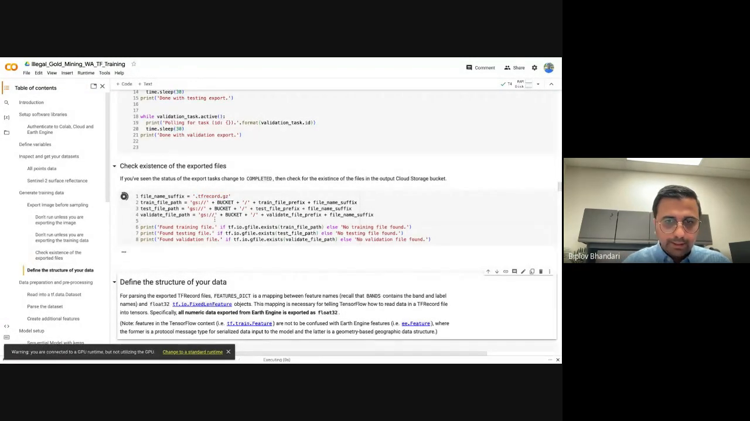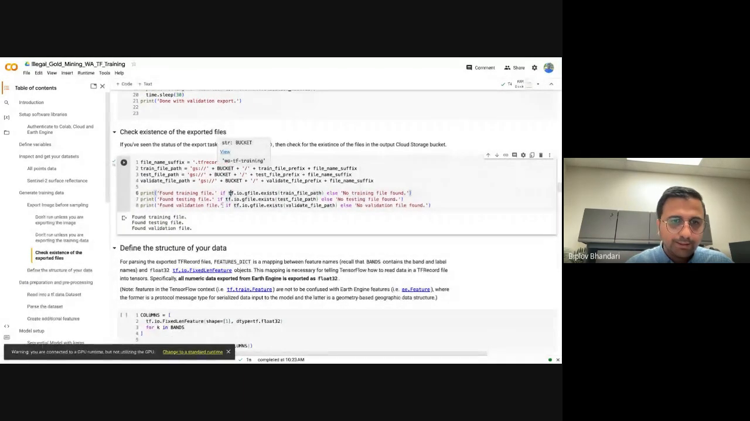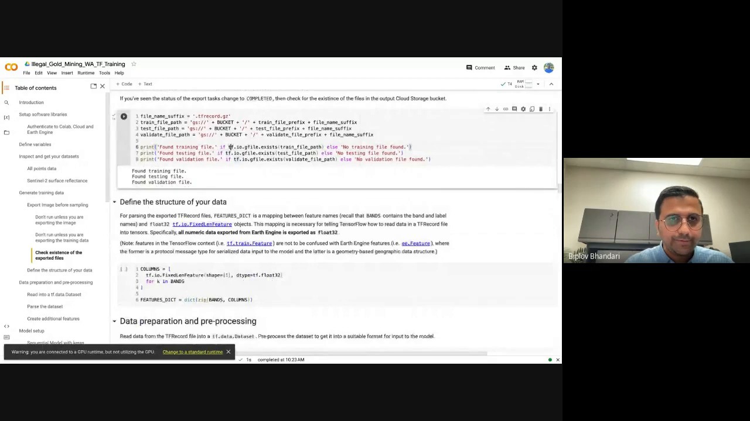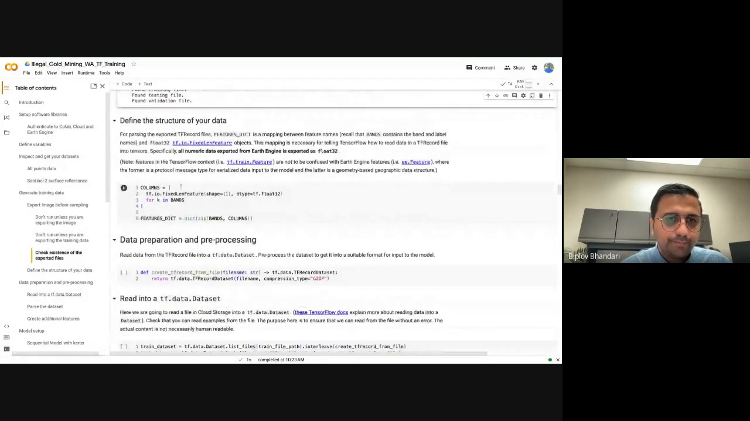So I'm going to go ahead and check, using the TensorFlow function, whether those files exist, and it says they exist. We also confirm that by looking at our bucket in the cloud as well.